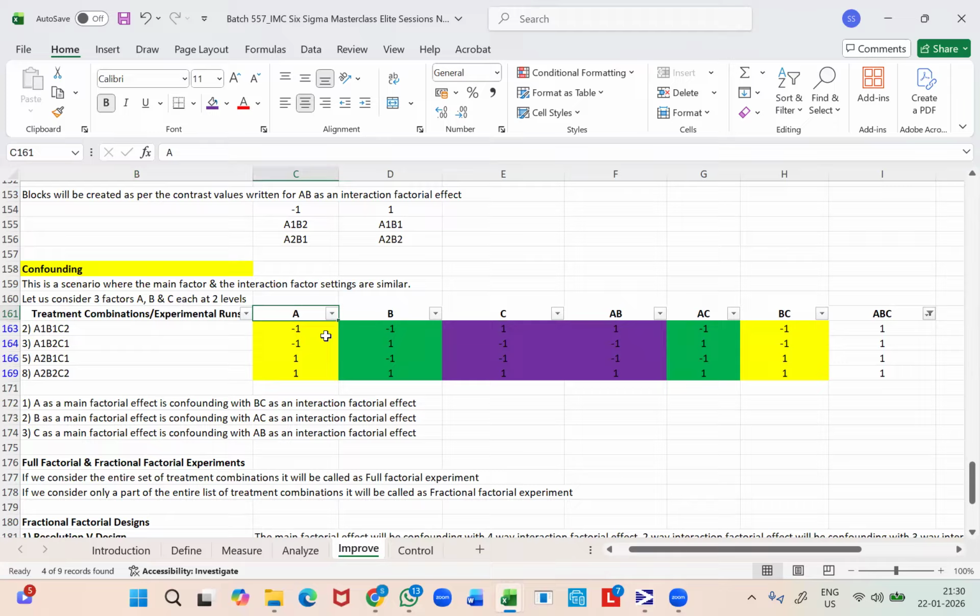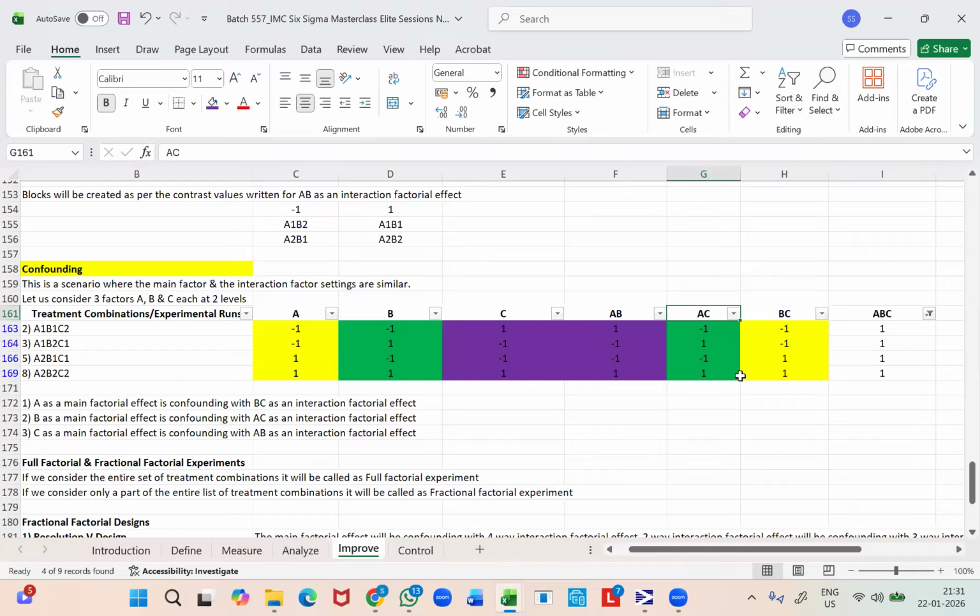What we can do, we can replicate the same result for BC as an interaction factorial effect. So if A as a main factorial effect is significant, then BC as a two-way interaction factorial effect also will be significant. On the other hand, if B as a main factorial effect is insignificant, then AC as an interaction factorial effect also will be insignificant. So it is enough for us to validate the significance of the main factorial effect. We will be able to replicate the result with the corresponding two-way interaction factorial effect.